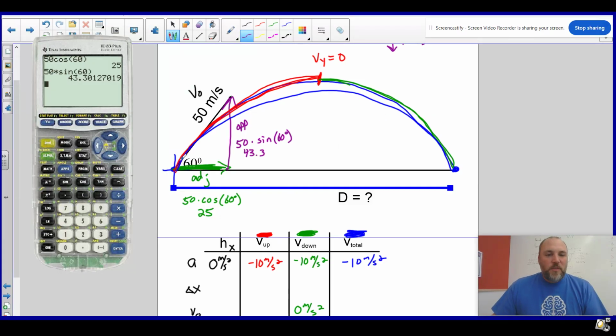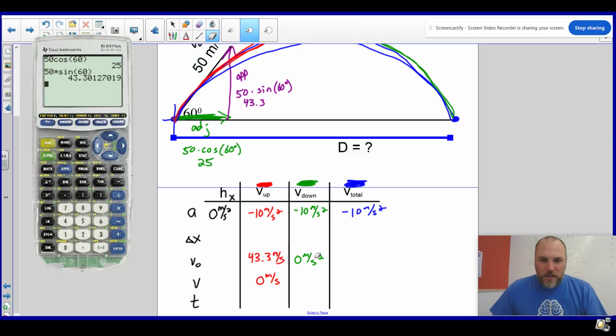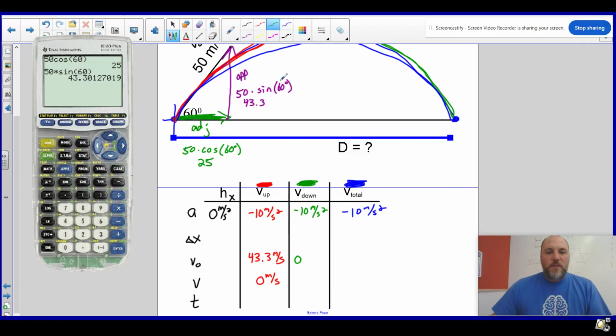For example, the initial velocity of 43.3 is the beginning of the red path. So on the upward trajectory, I can say that the initial vertical velocity is 43.3 meters per second. And I apologize here, the unit for velocity should just be meters per second. So I want to correct that. On my downward trajectory, the initial velocity is 0 meters per second.